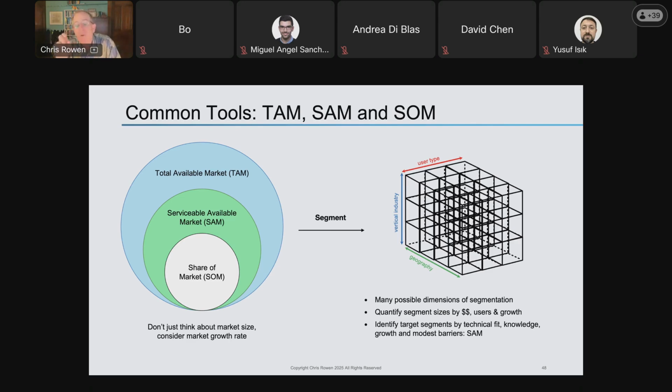And then you can start to look at each one of these little cubes and say, well, how interesting is that to me? Which are the ones that are large enough to support my opportunities? Which ones are small enough that I can target that combination of things to get an unfair advantage?